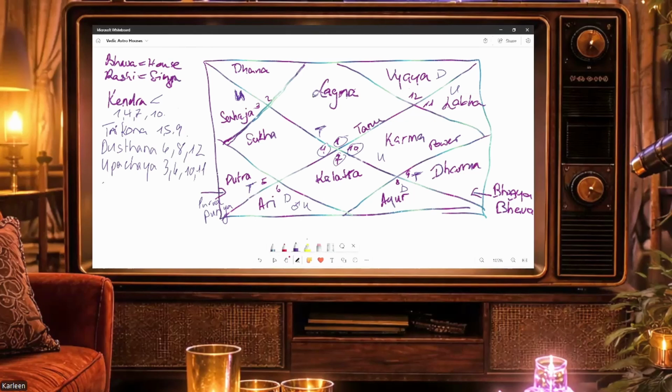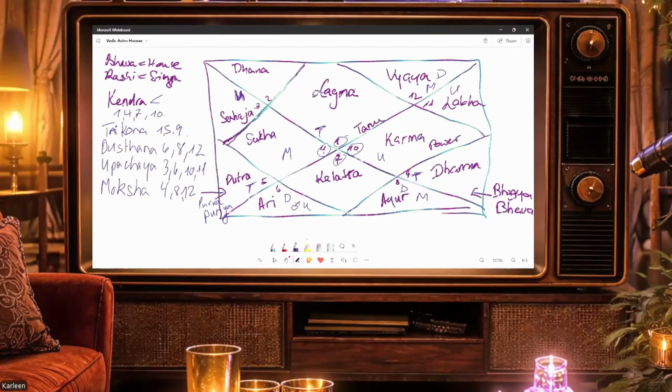So then you have the Moksha houses, and those are 4, 8, and 12. And they form the Moksha Trikona, so the Moksha triangle. They are connected to your inner life, to dissolution, transformation, and ultimately they lead you or force you to spiritual liberation.